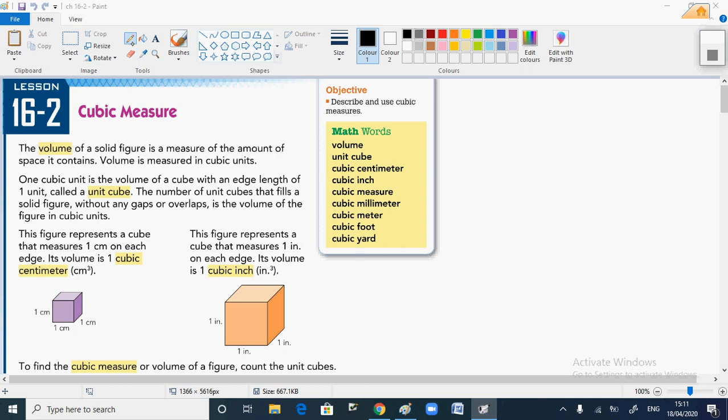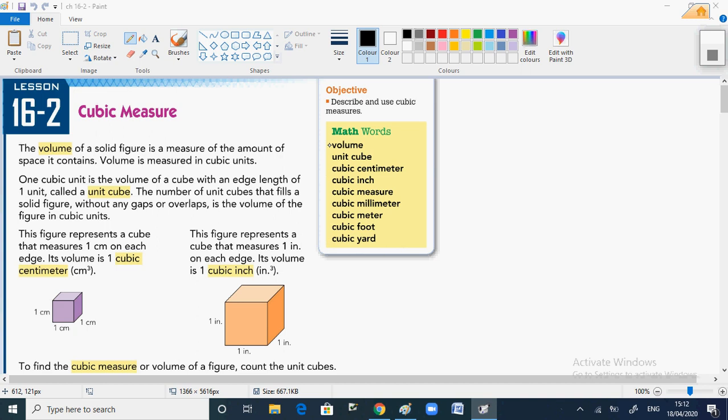Hello, in this video I'm going to talk about cubic measure, how to find the volume, or how to measure cubic with different prisms. First of all we have to describe and use cubic measures: volume, unit cube, and the centimeter, inch, millimeter, meter, foot, yard, etc. We can measure cubic by using any unit, depending on the question. If the question asks about centimeter, I have to find the volume in centimeter, feet, or yard, etc.